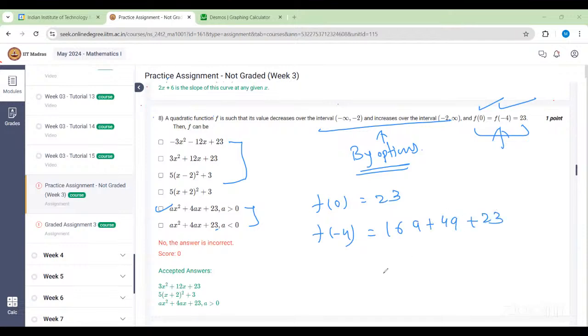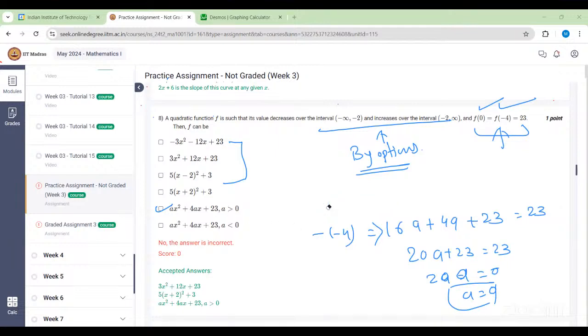Okay, so if you want this to be equal to 23, let's see what we can find out from this. I'll get 20a plus 23 equals 23. That means 20a equals 0. So that means a should be equal to 0, which is not the case since we have a quadratic expression. Okay, so then why is the last one true? Why is this option true?